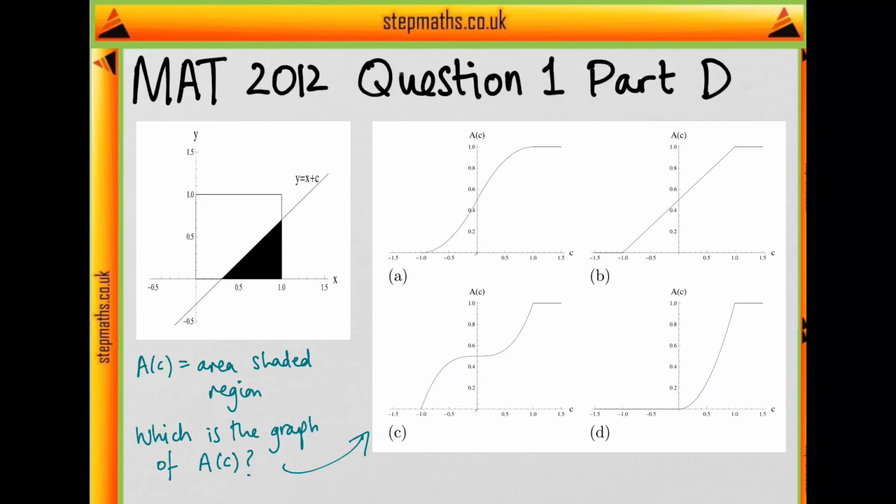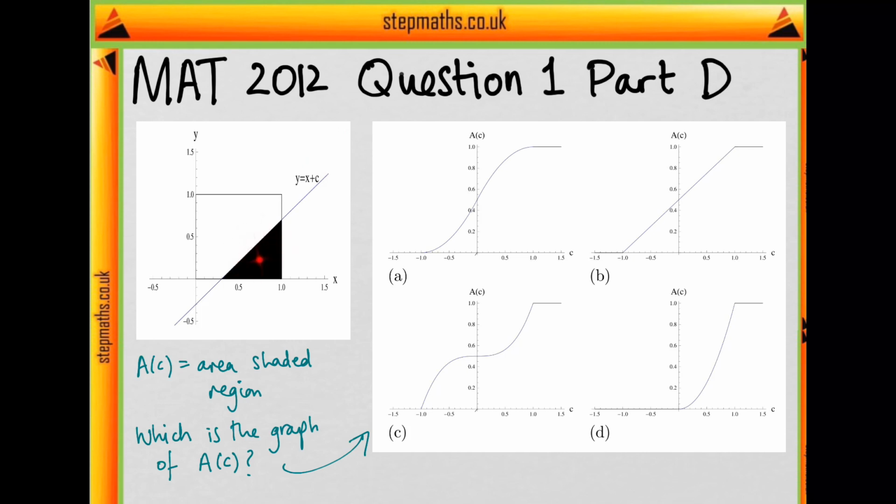Hello, so in this video I'm going to go through part D of question 1 on the 2012 math paper. In this question they've given us this diagram. This is a square with its vertices at (0,0), (1,0), (0,1) and (1,1), and the line y = x + c.